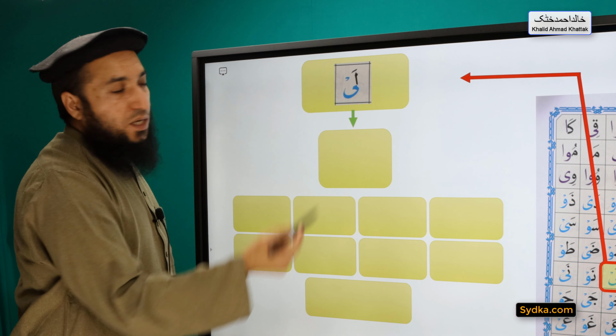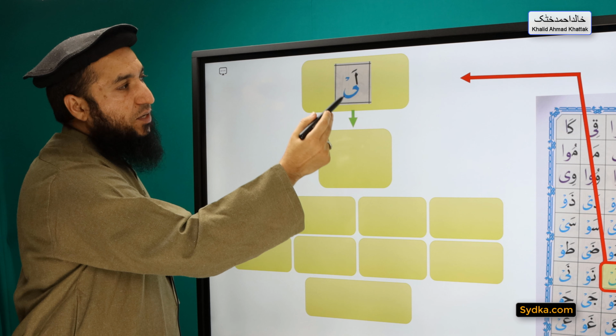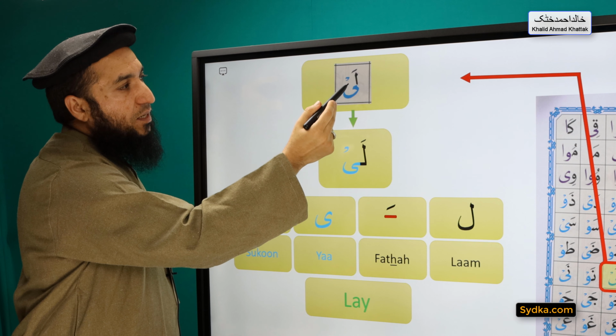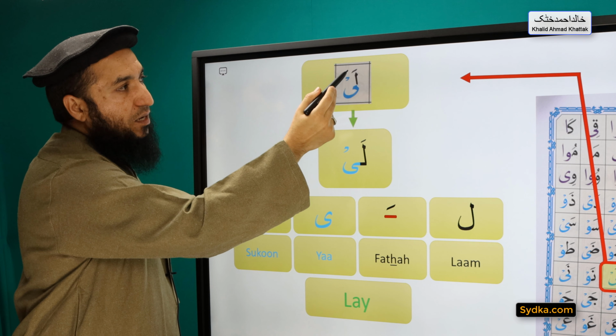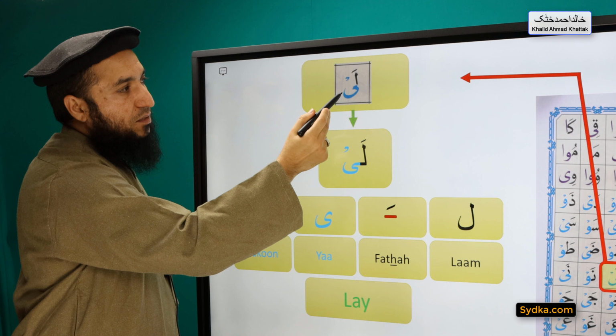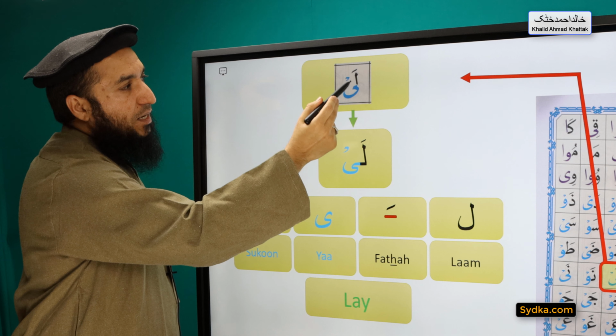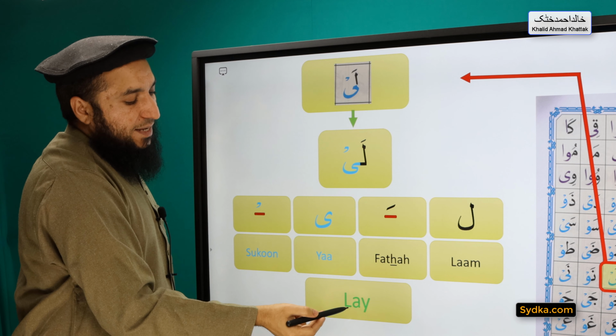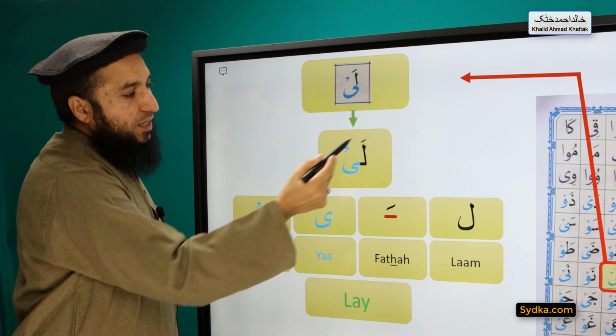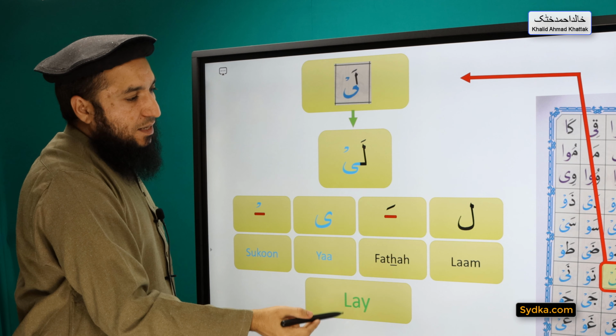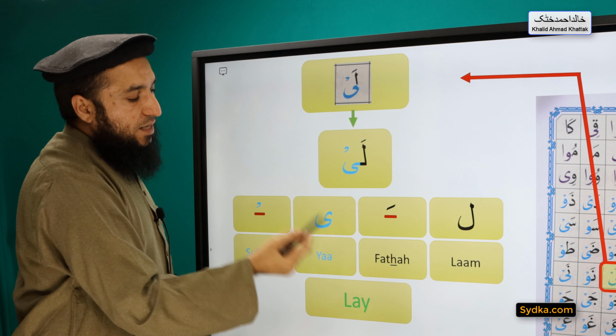So the next syllable we have is Lam Fatha Ya Sukoon Lay. Lam is a light letter, in this case it has Fatha on top of it, it is followed by Ya, and Ya has a Sukoon. Lam Fatha Ya Sukoon Lay.